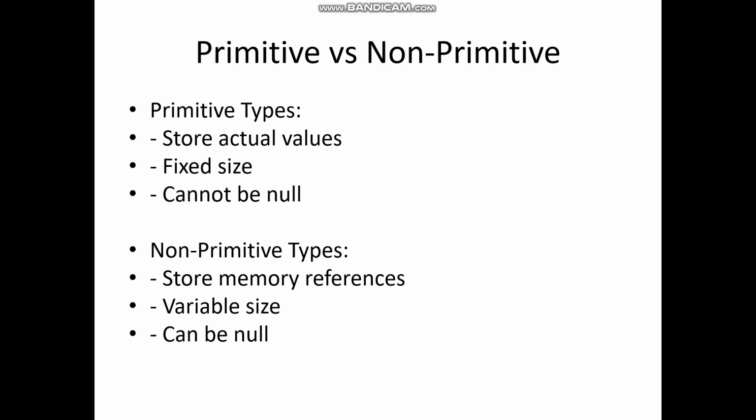Coming to primitive and non-primitive. Primitive types store the actual values. Non-primitive types store the reference. Primitive stores the actual values, actual data. Non-primitive stores the reference. This is fixed size, whereas this is variable size. Primitive cannot be null, whereas non-primitive can be null.